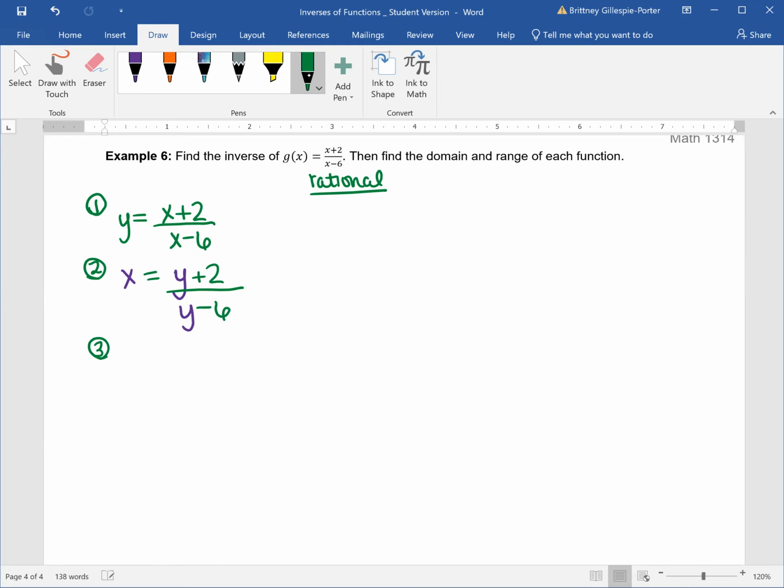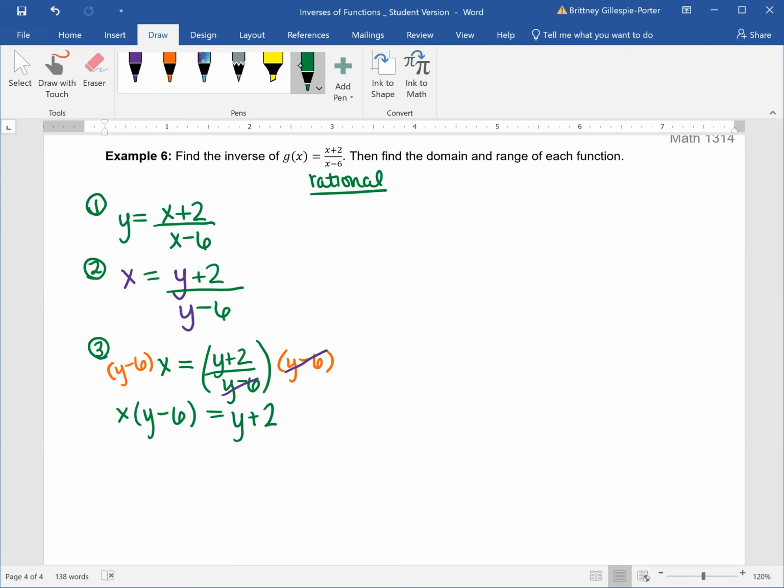Step 3 says that we need to solve for y. And much like in the last one, we're going to multiply both sides of our equation by the denominator on that right-hand side. So I'm putting parentheses around my big fraction because we are going to multiply by the y minus 6. The right-hand side, they cancel out, which means that we have x times y minus 6 equal to y plus 2.